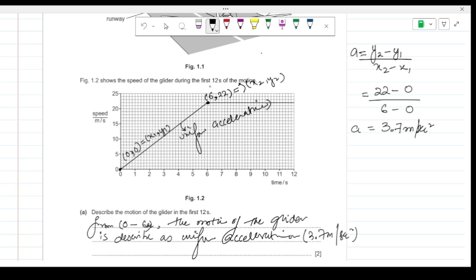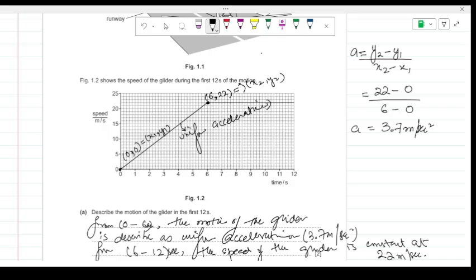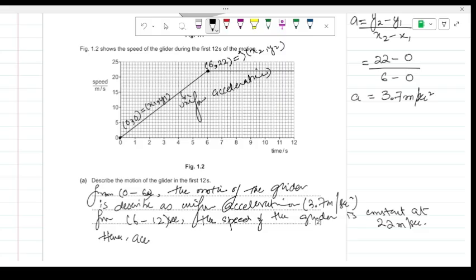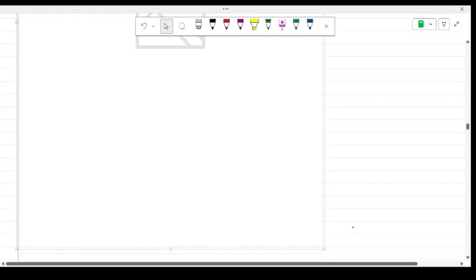After that, from 6 to 12 seconds, the speed of the glider is constant at 22 meter per second, and there is no acceleration in that part of the graph. So we can write, hence, acceleration is 0, and the body has a constant speed, which is 22 meter per second. Moving on to next.